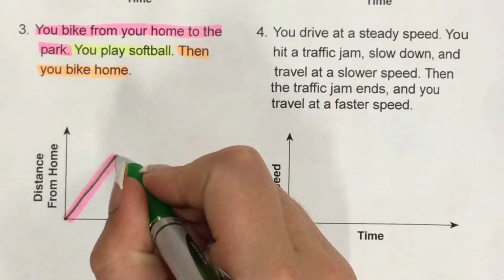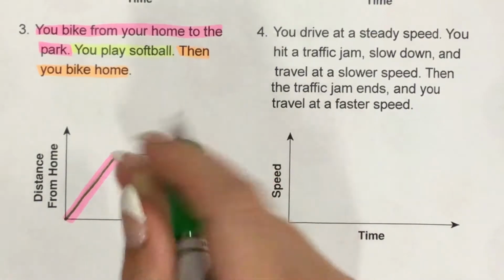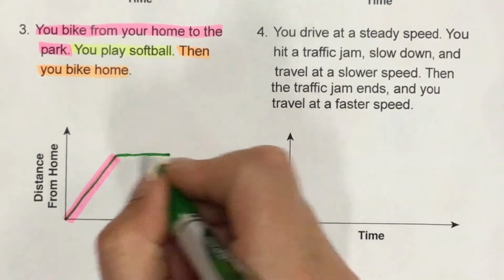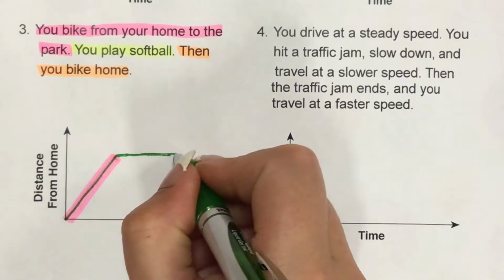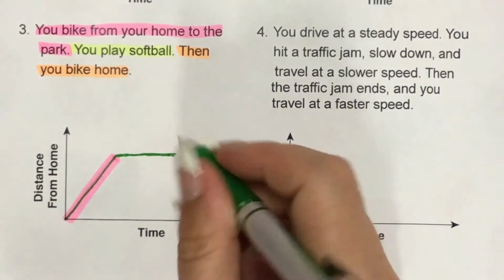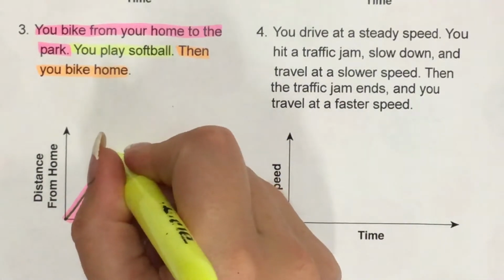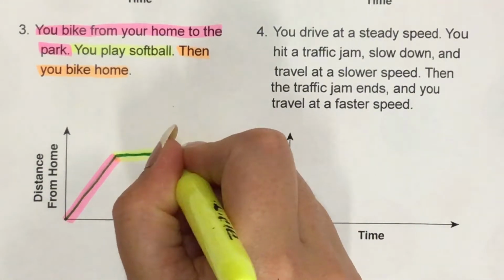Well, when we're playing softball, time is going on, but we're not getting any further away from our house. We're remaining the same distance away from our house. So this is going to represent constant. So this yellow portion of the graph is us playing softball.